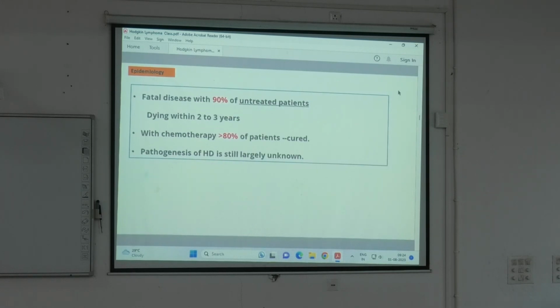What is the outcome of this patient? If not treated, patients without any treatment die within 2 to 3 years. But if treated, more than 80% of patients have a good outcome. Without treatment, with 2 to 3 years duration, the patient will die. With treatment, more than 80 to 90% have a good outcome.